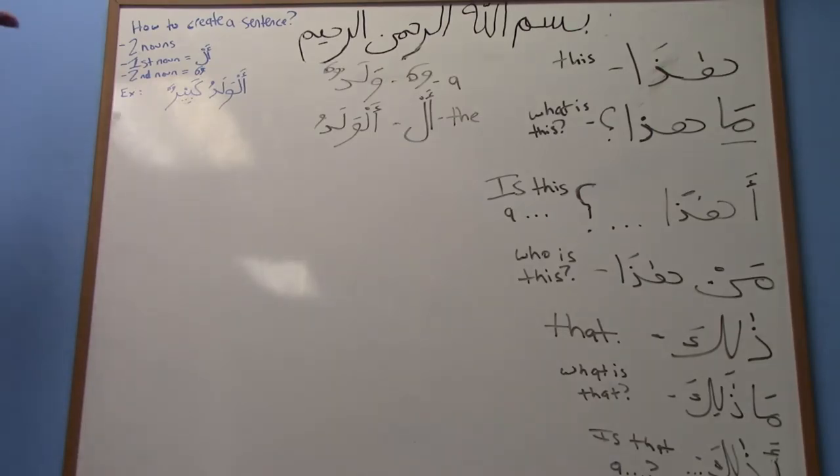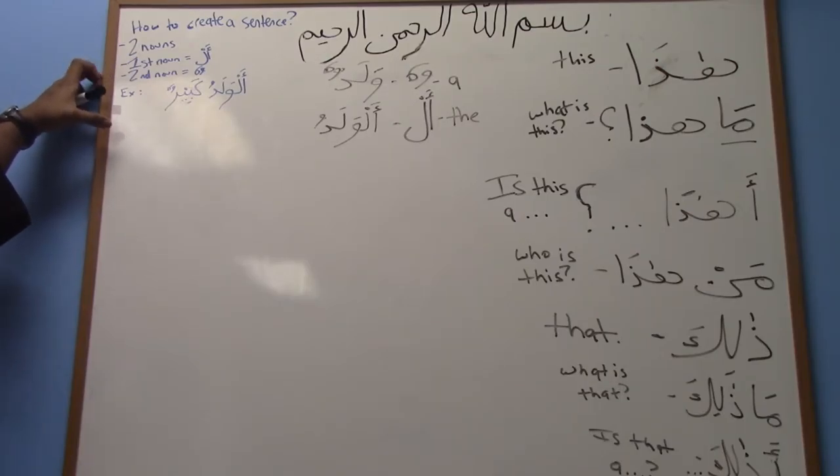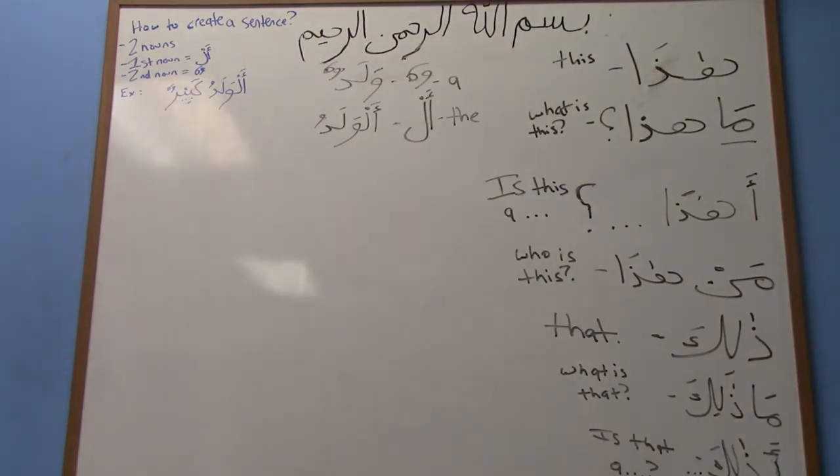And this is how you create a nominal sentence in an easy, short, simplified way. You need two nouns. First noun, alif lam. Second noun, tanween. If there's any questions on that, please let us know. Any questions? Simple? Easy? Okay, good.